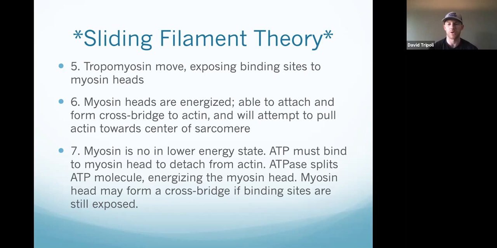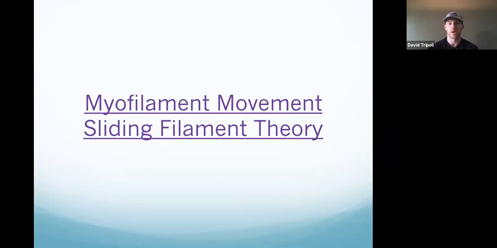Myosin head may form a cross bridge if binding sites are still exposed. So if those stay exposed, myosin might attach still. So just something to think about there. Okay, good. So this is a video you guys can watch on your own time. But I think it does do a pretty good job of explaining the sliding filament, and you've got all types of resources that can do this for you.